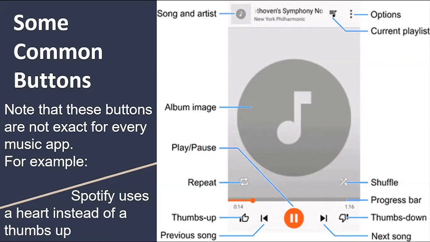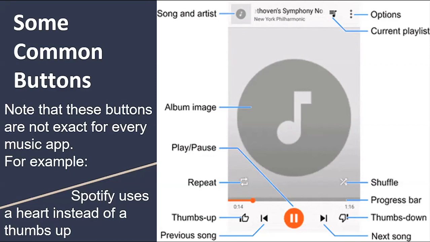If you can see the little orange line that has a bubble on it, and it's going across halfway through the screen, that is your progress bar. It shows how far your song is into the whole length of it. For example, if this was the song we were listening to, Beethoven Symphony, that bar shows that it's only 14 seconds into the song out of a whole minute and 16 seconds.